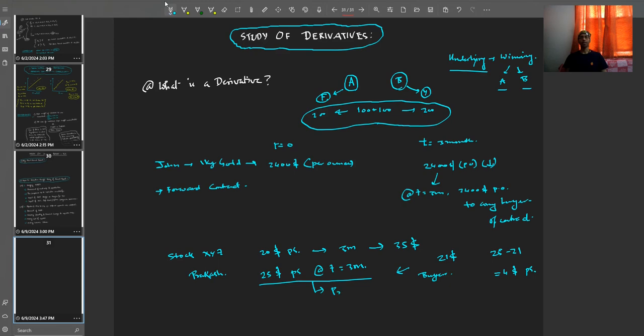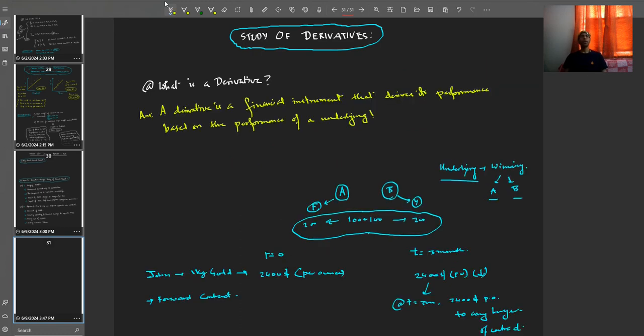The stock price. So this is a derivative. Now we will formally define what is a derivative. A derivative is a financial instrument that derives its performance based on the performance of an underlying. That underlying can be a stock, it can be a bond, it can be a commodity like gold, it can be something intangible like weather. So that's how derivatives can be designed.